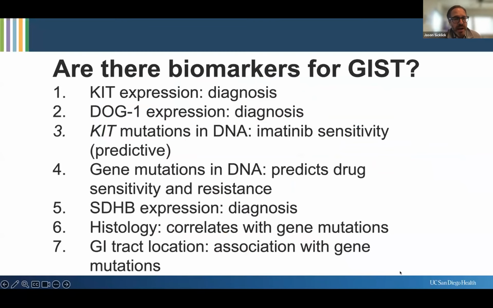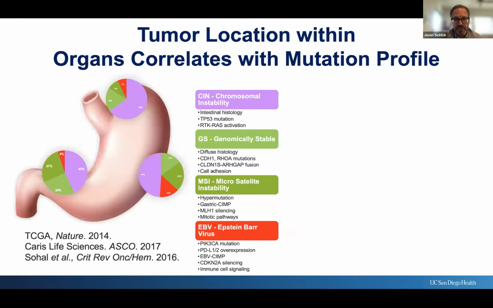So are there other biomarkers for GIST? The answer is we can start saying that location is another biomarker that has some degree of association with gene mutations. Now we can learn something from other diseases.